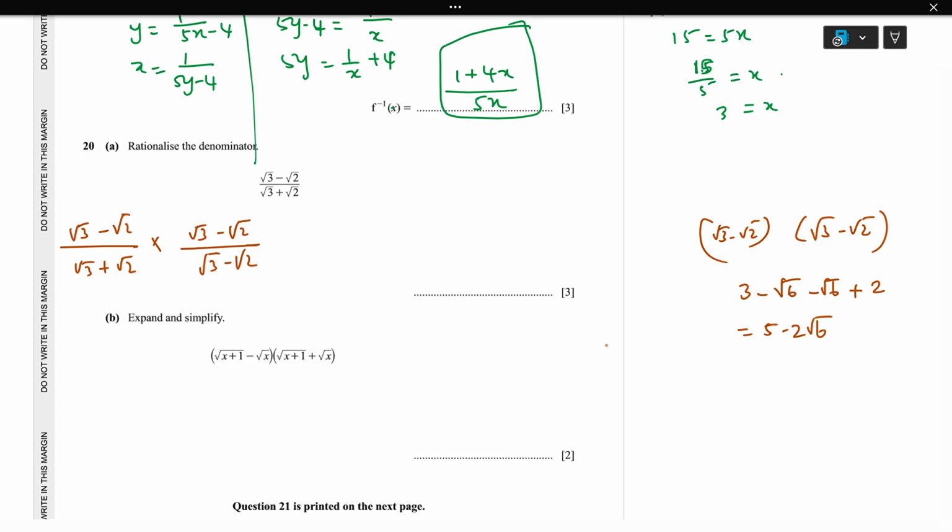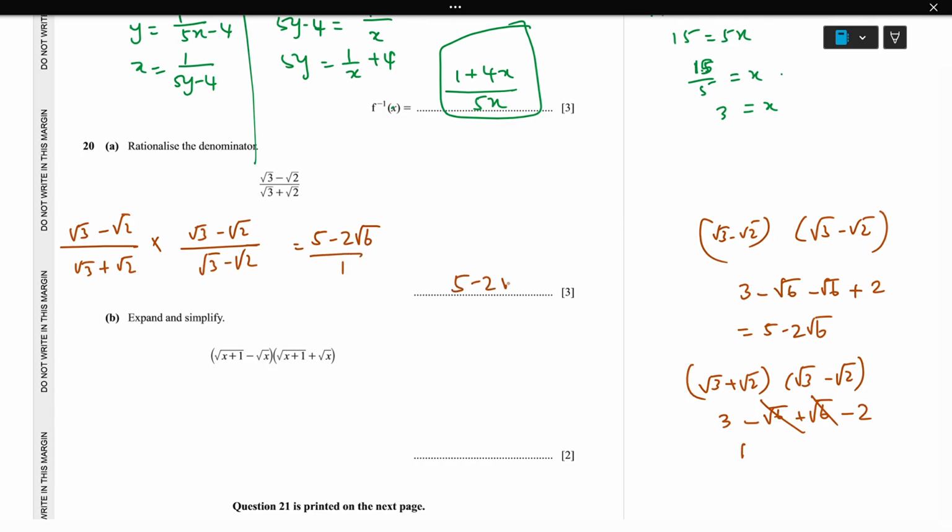The denominator: root 3 plus root 2 times root 3 minus root 2. So the same, 3 minus root 6 plus root 6 and minus 2. So get rid of those, 3 minus 2 is 1. So the expression is (5 minus 2 root 6) over 1. So the answer is 5 minus 2 root 6.